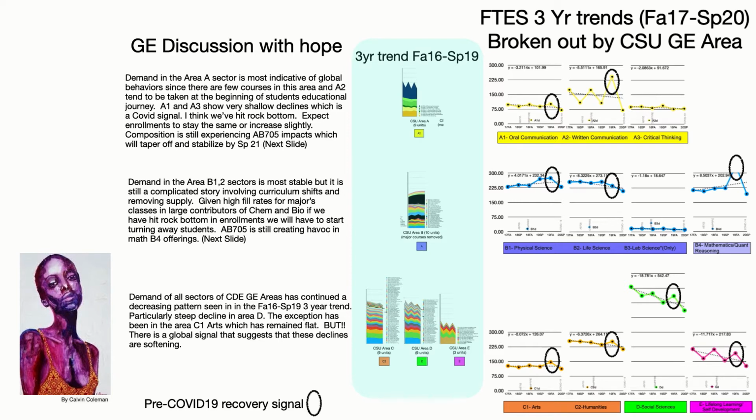We're going to focus on the impact of chemistry curricular changes on the B1 physical science area, and supply side impacts on B2, on our narrative for the demand in these different areas.